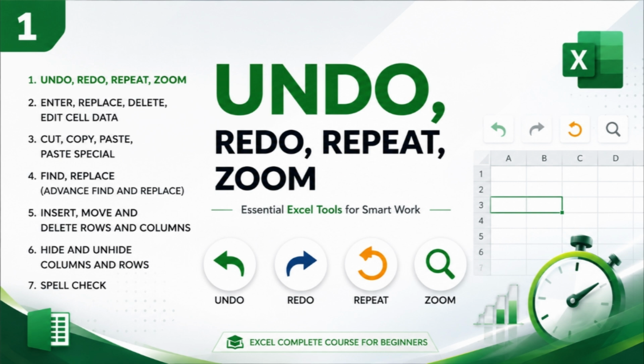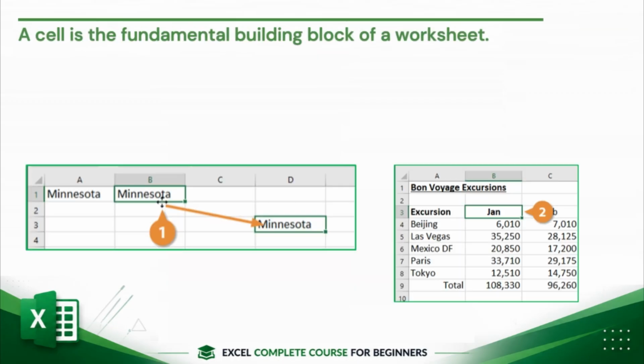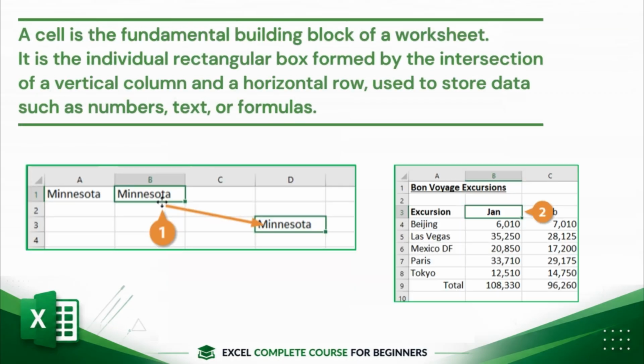Let's begin. As we have discussed in our earlier video, an Excel cell is an individual rectangular box formed by the intersection of a vertical column and a horizontal row, used to store data. Cell data is the text or the numbers within a cell. It can be text you type in, numbers, or formulas. When you start creating a spreadsheet, one of the first steps is to enter data in the cells.